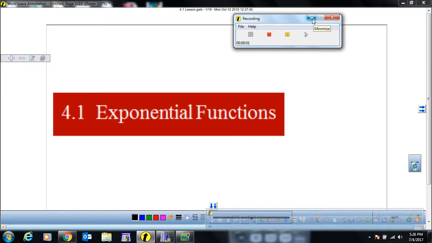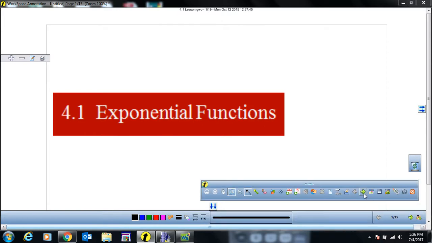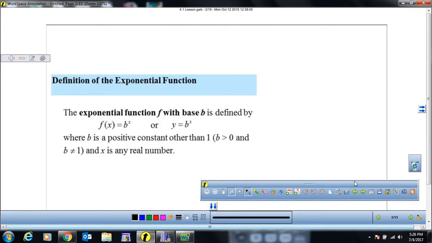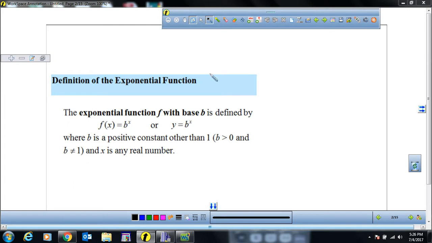Section 4.1 is going to be on exponential functions. So, first thing we're going to cover on exponential functions is the definition, which is this. An exponential function with base b is defined by the function f of x equals b raised to the power of x, or f of x we know is the same as y equals b raised to the power of x.